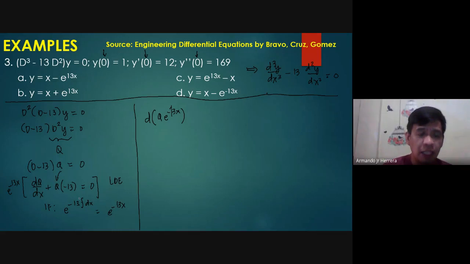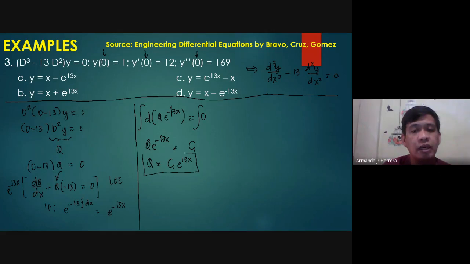Because that's what makes our linear differential equation exact. So the aim of our IF is to make this equation exact. So this is an exact differential now, which is equal to 0 times e to the negative 13x, which is 0. So integrating, we have q e to the negative 13x equals c1. Then q is equal to c1 e to the 13x. So this will be our first general solution from this linear DE.